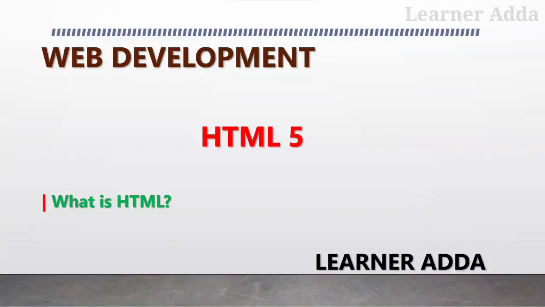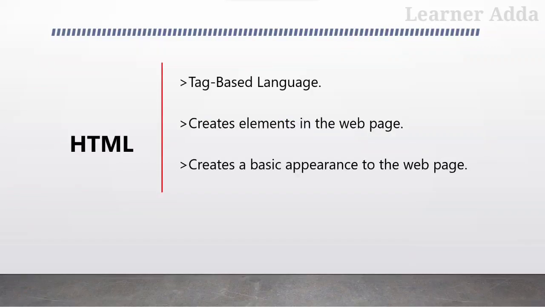Let's begin with HTML5. In this lecture, we will understand what is HTML. To create web pages, we require three major languages, that is HTML, CSS, and JavaScript. HTML stands for Hypertext Markup Language. It is a tag-based language. That means the commands are written in the form of tags.